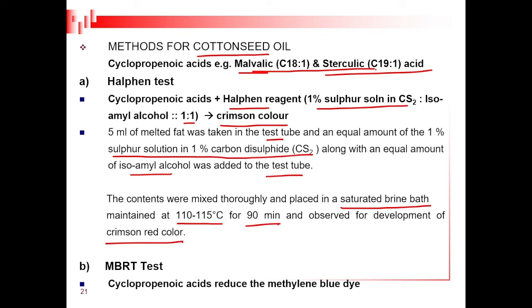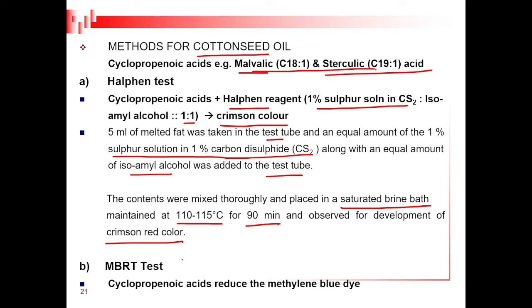Okay, so this is the basic principle. Halphen test is used to detect cottonseed oil in ghee, and in this we are making use of Halphen reagent, which is nothing but a 1% sulfur solution in carbon disulfide to isoamyl alcohol in a 1:1 ratio. Then we take 5 ml of the melted sample and 5 ml of the Halphen reagent, and we keep the test tube in a saturated brine bath maintained at 110 to 115 degrees Celsius for 90 minutes. Then if the crimson red color appears, we say that cottonseed oil is present in it.